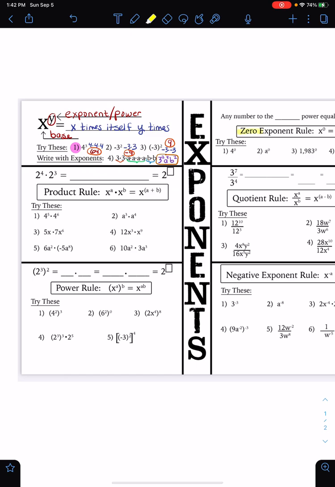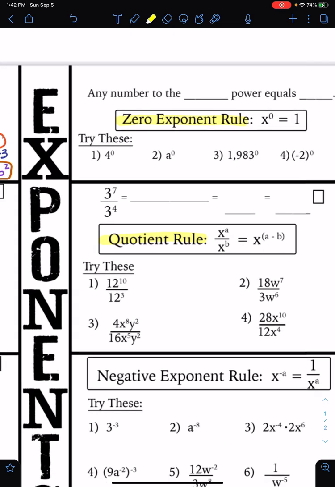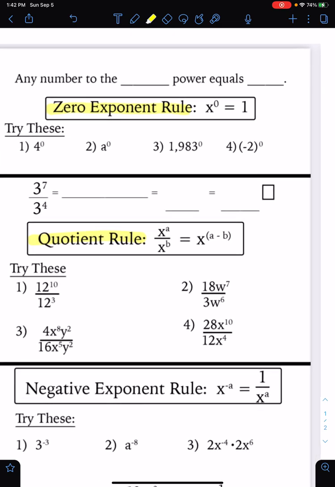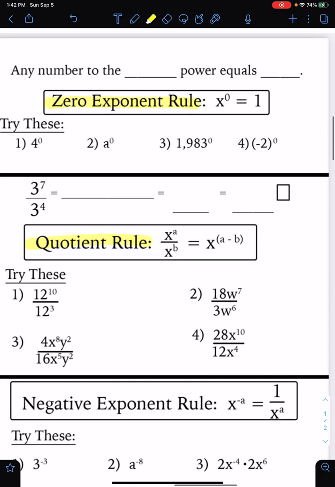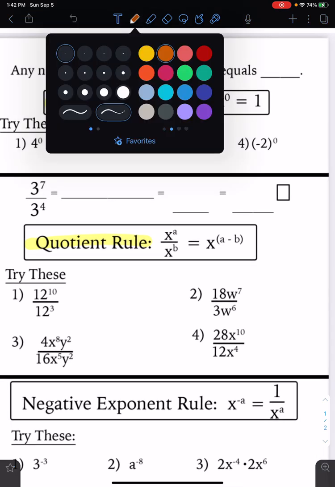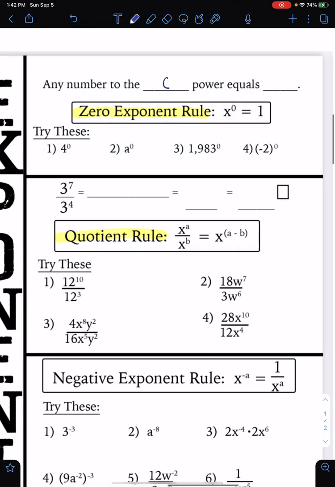We're going to talk about the zero exponent rule, the product rule, and the quotient rule today. So let's start with the easiest one. That is the zero exponent rule. So here's what the zero exponent rule means. It's nice and simple. Any number to the zero power equals 1. So x to the zero power equals 1.